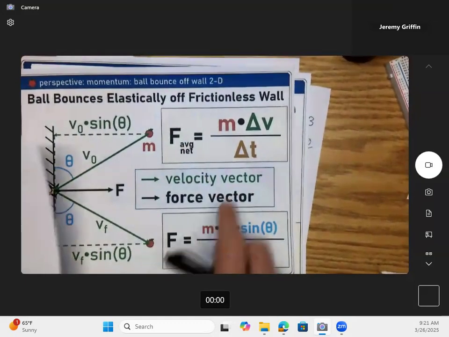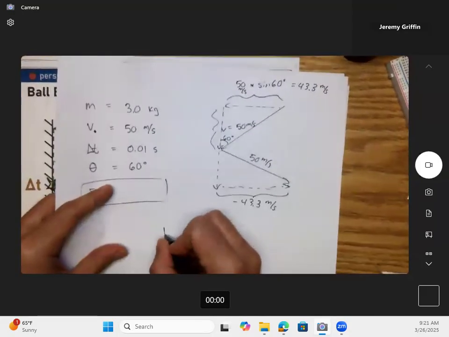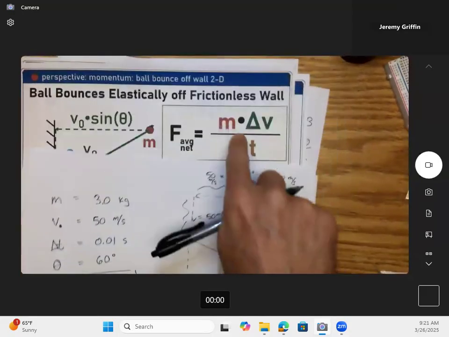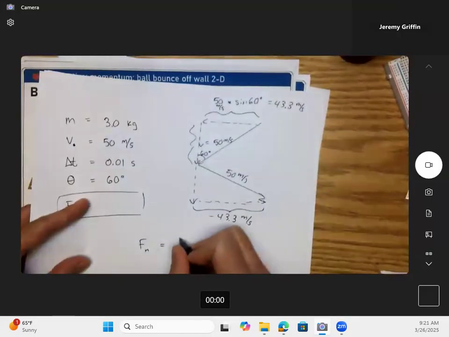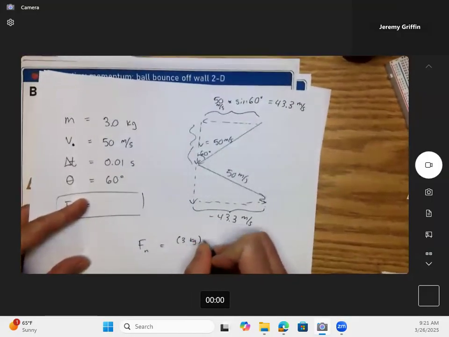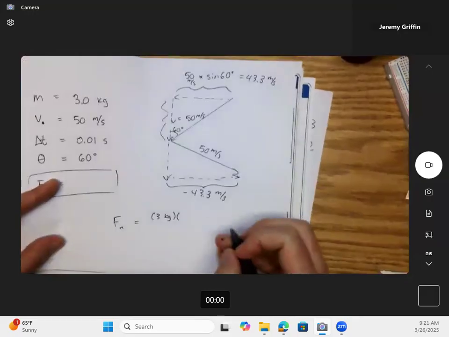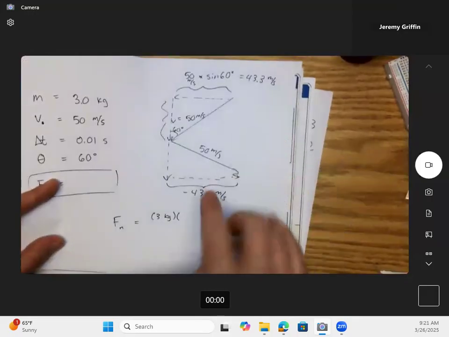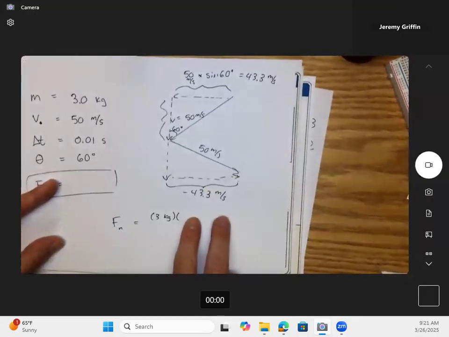So let's plug some values in. The force from the wall, the normal force, is the mass, so I got 3 kilograms, times the change of velocity. Now, you guys tell me, what should I write for the change in velocity?